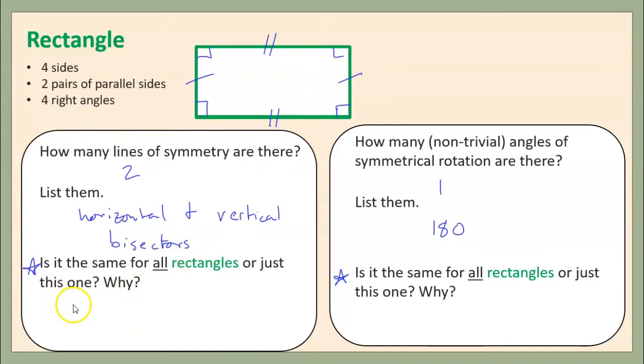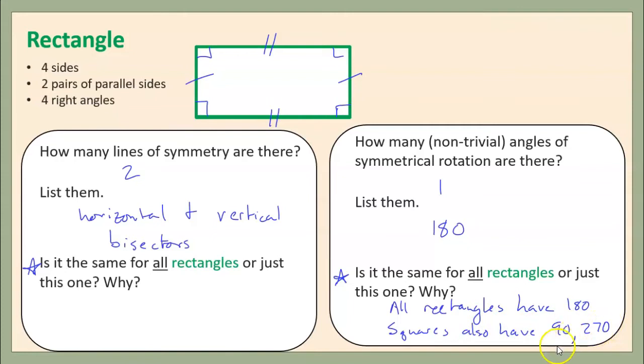So, that was actually, we were just talking about rotational, weren't we? So all rectangles have 180. Squares, though, also have 90 and 270. So there are some exceptions, but all rectangles will have rotational symmetry at least at 180. What about the reflectional now? If we reflect here and we reflect here.